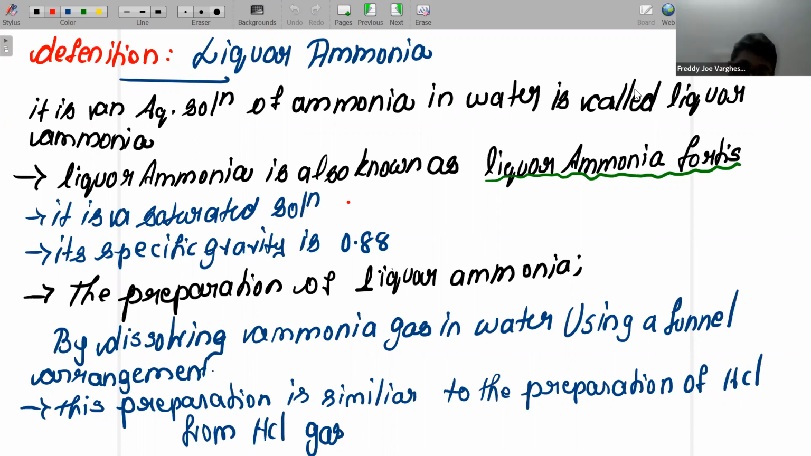I won't try. I know you want to explore science, but don't explore by using ammonia. Okay? Next one. Preparation of liquor ammonia. Children, listen carefully. Preparation of liquor ammonia. How can you prepare liquor ammonia?